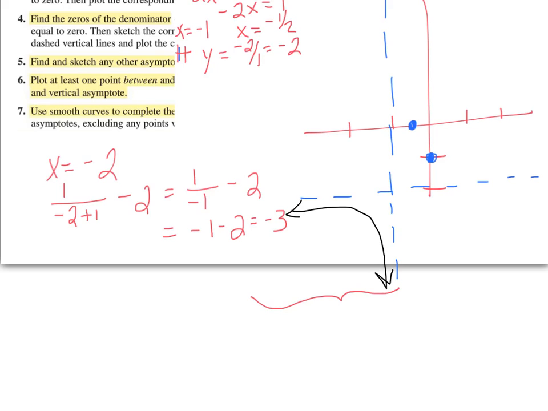On the right side of my vertical asymptote, I'm already given a hint that everything is above my asymptote because I already have some points plotted up there. Happens to be where my x and my y intercept are at. And there's your graph.